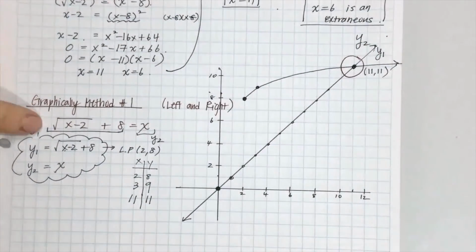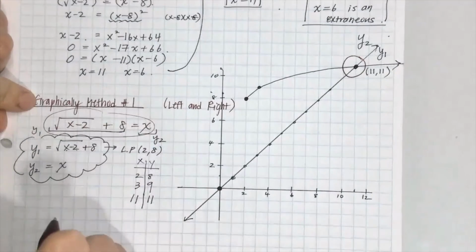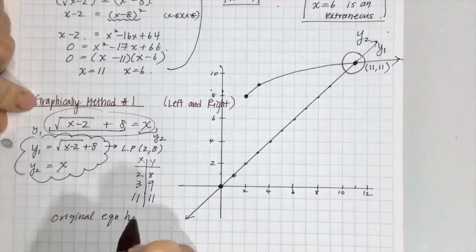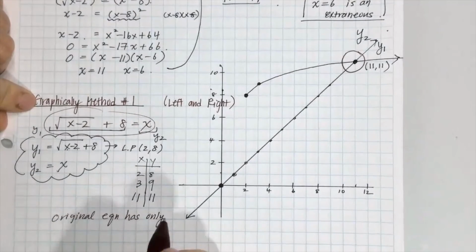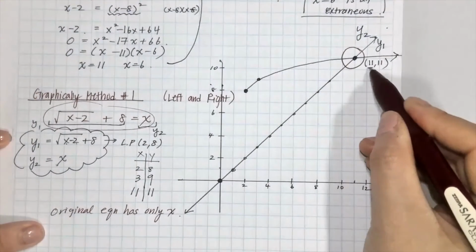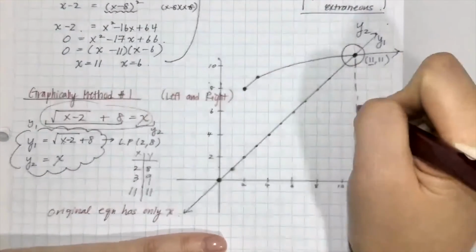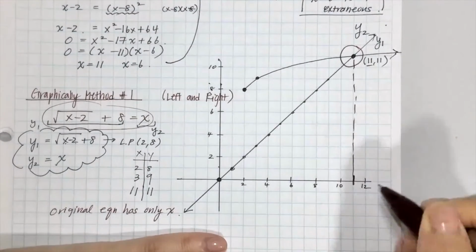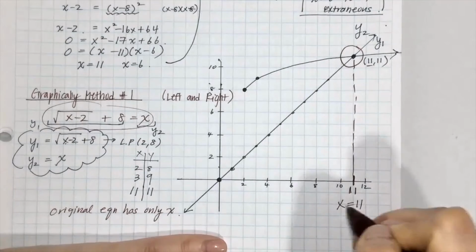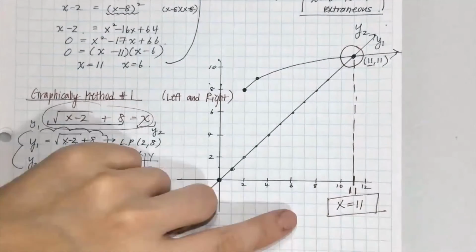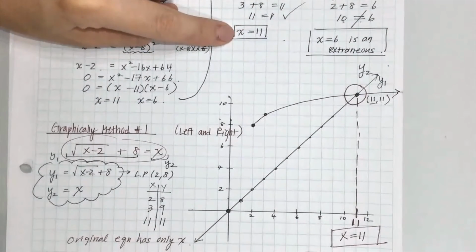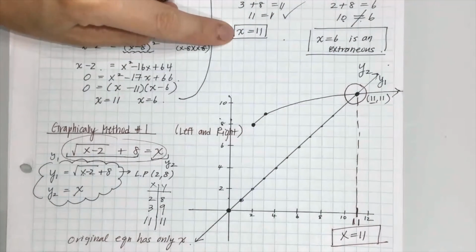But again, my original equation only has x. So my answer should only have an x coordinate. So again, double check the x coordinate of my graph solution is 11, which is exactly the same as the real answer I got over here. X equals 11. That's method number 1.